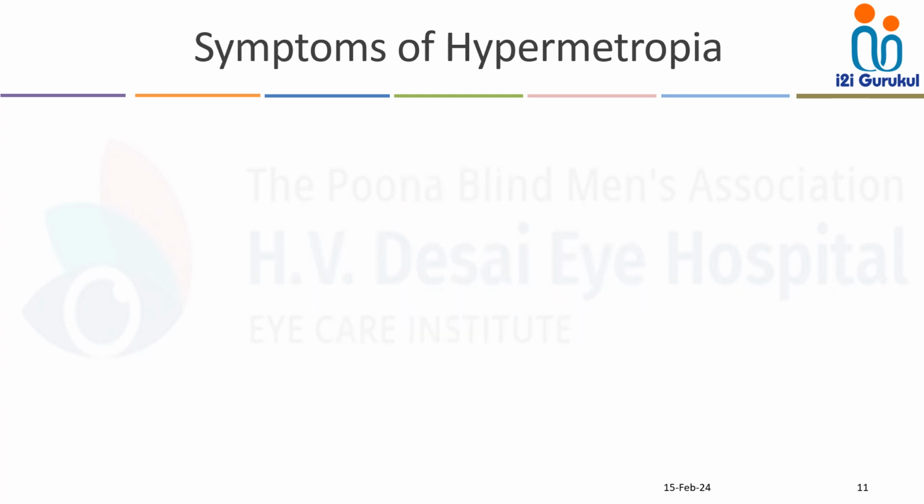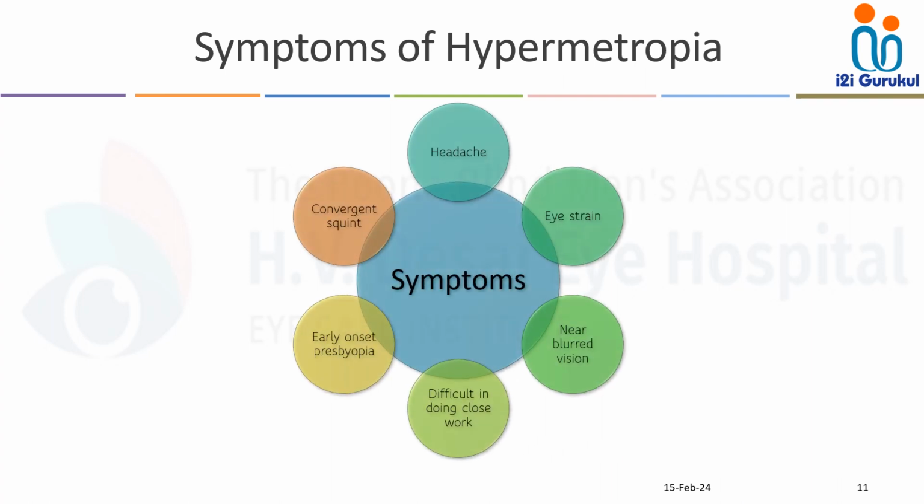So moving towards the symptoms of hypermetropia. What are the symptoms? Headache and eye strain, near blurred vision, difficulty doing close work, early onset of presbyopia. Similarly, they will have these complaints, and convergent squint will be there. So these are the symptoms of hypermetropia.